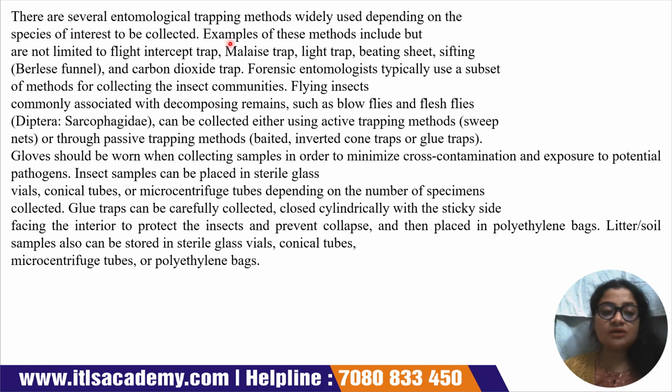Continuing, there are several entomological trapping methods widely used depending on the species of interest to be collected. Examples of these methods include but are not limited to flight intercept trap, malaise trap, light trap, beating sheet, sifting, which is also known as Berlese funnel, and carbon dioxide trap.